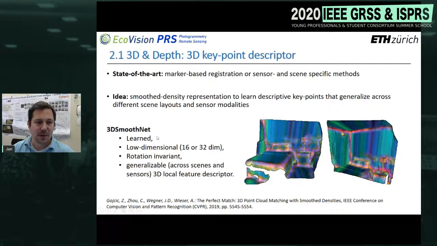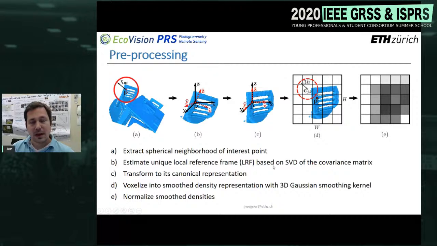And the cool thing about it is that it has very low dimensional, highly descriptive feature vectors compared to most state-of-the-art. And they're rotation invariant, and they generalize across different scenes and sensors, which is also fantastic. And I will just quickly talk you through how this actually works.